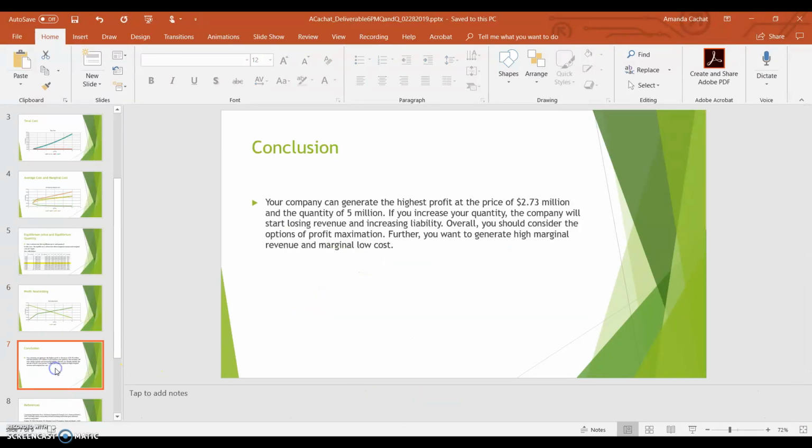All right, in conclusion, your company can generate the highest profit at the price of $2.73 million and the quantity of 5 million. If you increase your quantity, the company will start losing revenue and increasing liability. Overall, you should consider the options of profit maximization. Further, you want to generate high marginal revenue and low marginal cost.